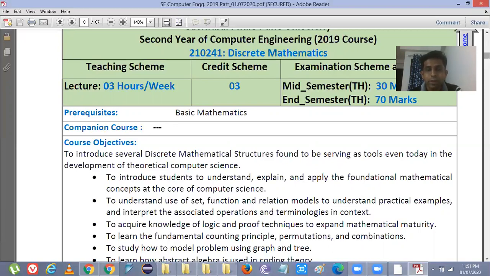Means for each and every field of computer science, we require discrete mathematics. Therefore, we need to study this discrete mathematics. It is the mathematical language of computer science.